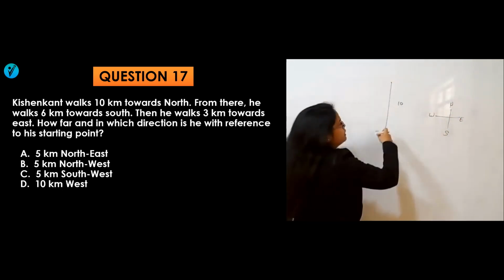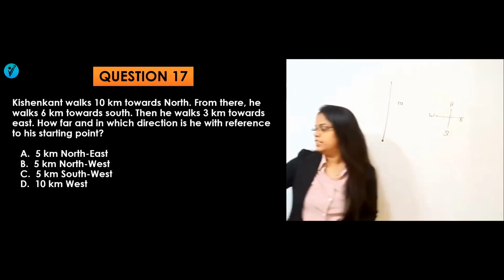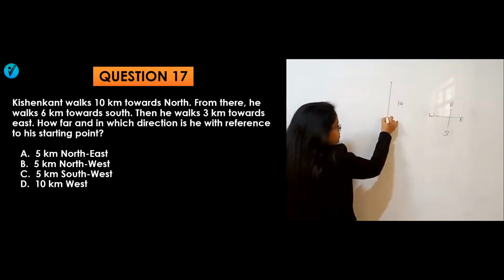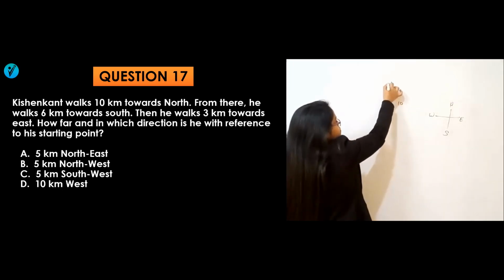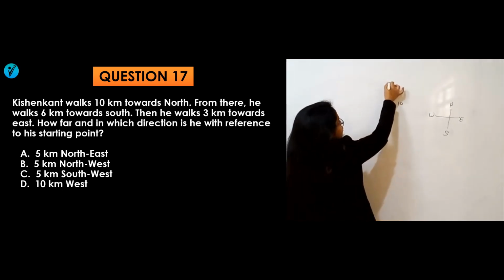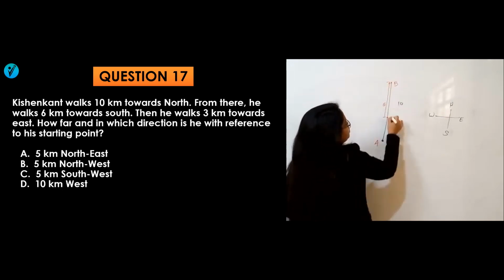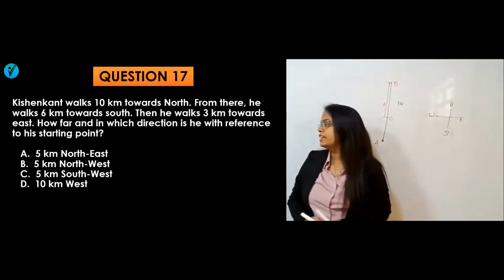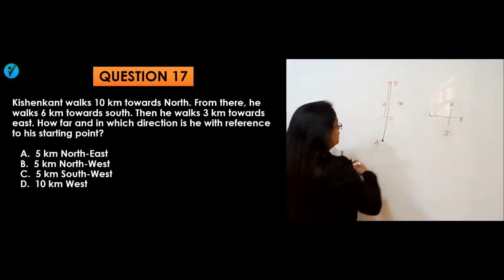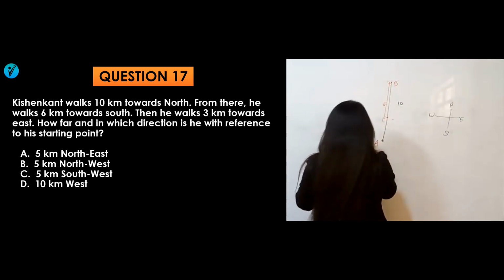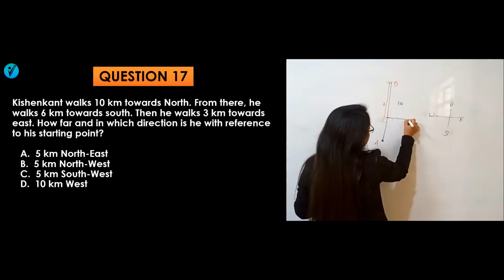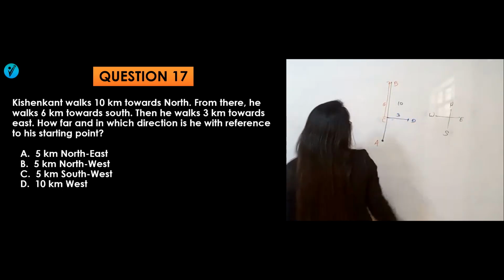So he is again coming in reverse. Means he has taken the U-turn and he walks 6 kilometers. Suppose now he has reached up to this point. Okay, this is a 6 kilometer. First he is going here from point A to B. Now again from B to C at 6 kilometers. Then he walks 3 kilometers towards the east. That means from this point he is going 3 kilometers towards the east. So this is 3 kilometers towards the east.